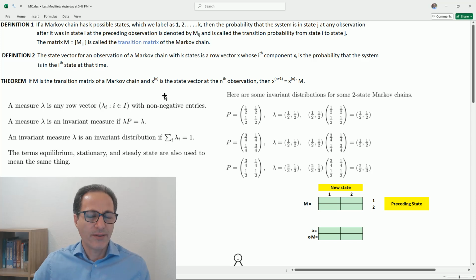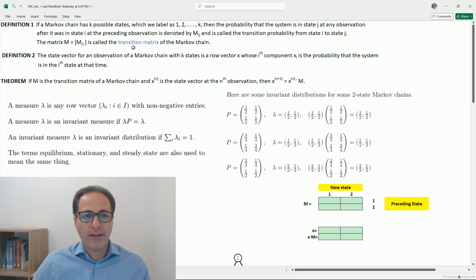To study Markov chains, first we look at some definitions, terms and notations. In a Markov chain with k possible states, we have a k by k square matrix M, which is called the transition matrix. Any entry of this matrix M in i's row and j's column is the transition probability from state i to state j. So we are moving from rows to columns. The state numbers in the row are the preceding or old state, and in the column we have the new state.